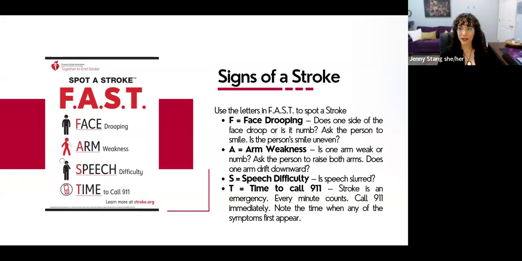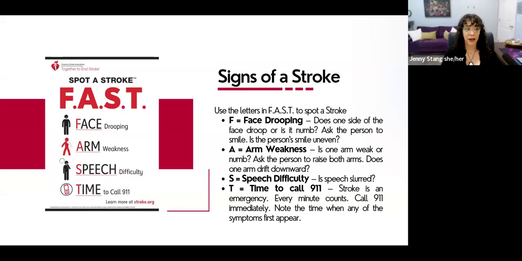And then T, time to call 911. So if you notice the face drooping, if you notice the arm weakness, if you notice the speech difficulty, call 911, okay? Strokes are emergencies. Every minute counts, okay? So we want to call 911 immediately, and we want to be mindful of the time that the symptoms first appeared, okay? Some other stroke symptoms. We want to watch for sudden numbness or weakness of the face, arm, or leg, especially on one side of the body, because typically when there's a blockage on one side of the brain, it's going to affect the opposite side. So if you have a blockage on your left side, it's going to impact your right side. Okay. And we'll get into that a little bit more later.